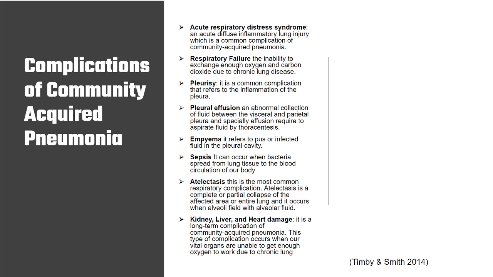Atelectasis is one of the most common complications seen in patients with community-acquired pneumonia. It is a partial or complete collapse of the entire lung or the affected area, occurring due to fluid buildup in the alveoli. Lastly, patients can have damage to the kidney, liver, and heart, and these are long-term complications of community-acquired pneumonia. When patients are not able to breathe effectively due to an obstructed airway, our vital organs are unable to have sufficient oxygen for their functions, therefore causing damage and inhibiting the proper functioning of our vital organs.